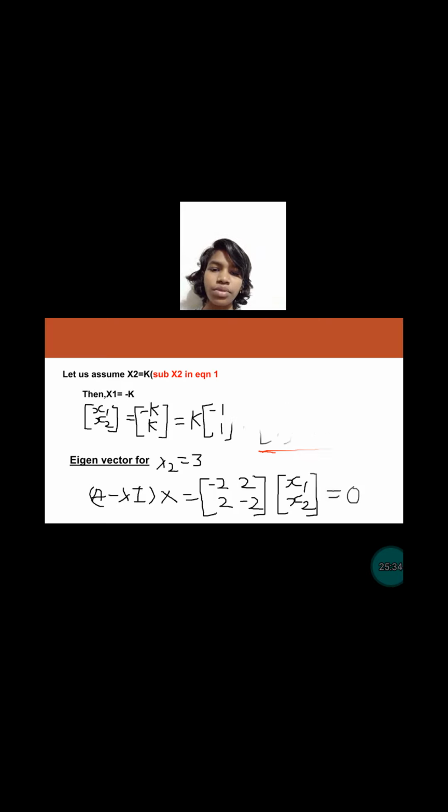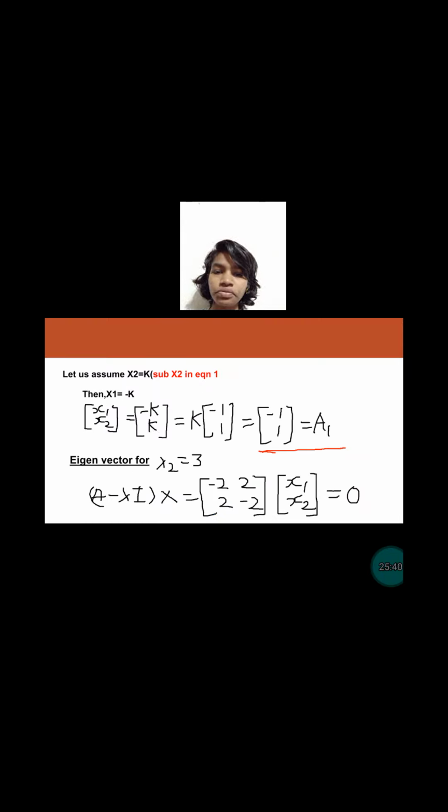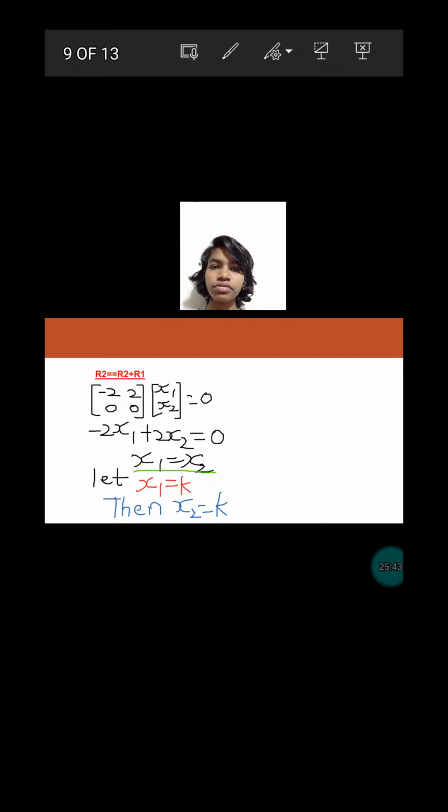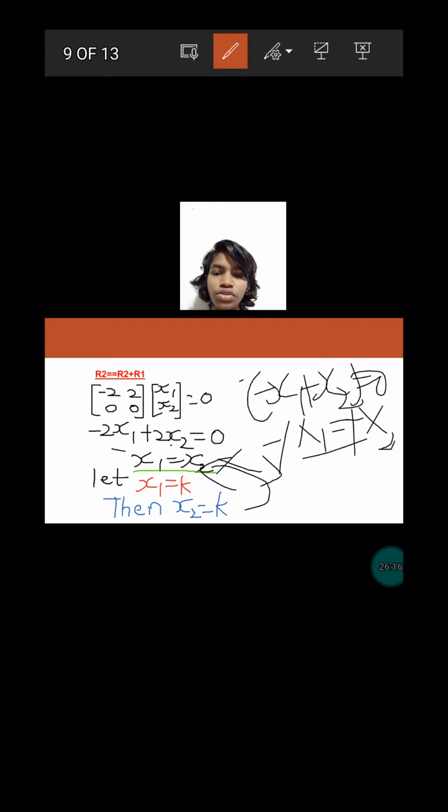Now let us multiply A minus lambda I with the column matrix X. We get -2 x1 plus 2 x2 equals 0. If we take 2 as common, then we have -x1 plus x2 equals 0, so -x1 equals -x2, the minus cancels, and x1 equals x2. Now let us assume x1 equals some k, then we get x2 equals k from this equation, x1 equals x2.